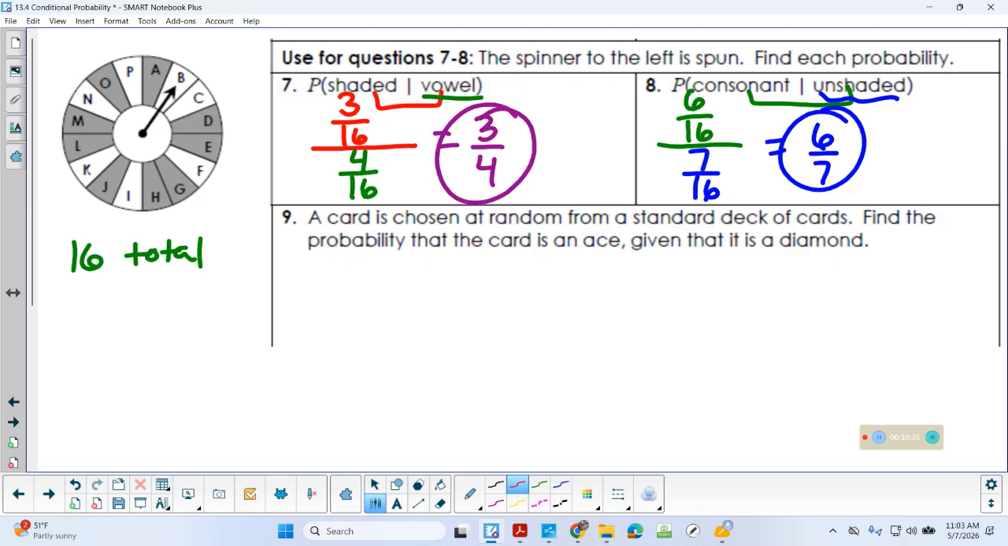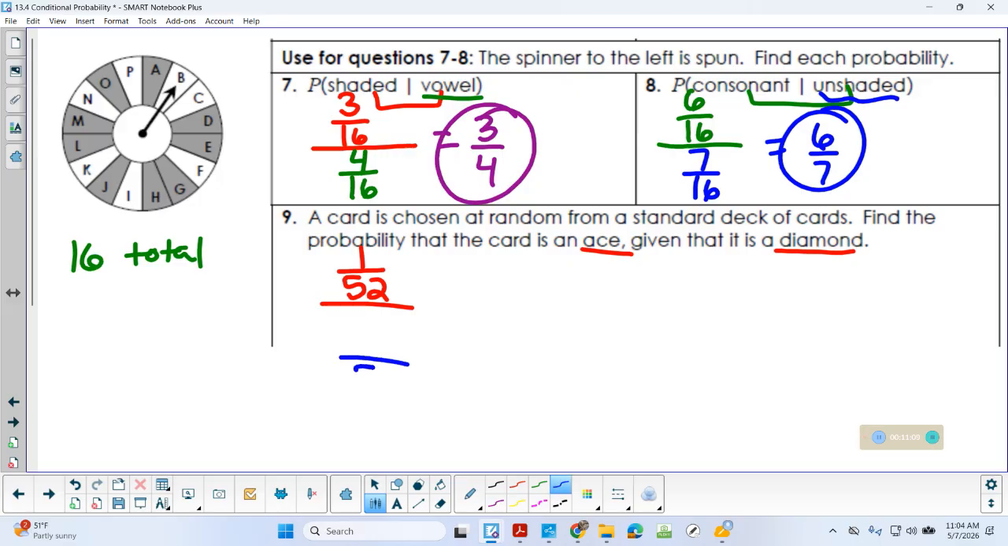All right, and let's do a card. We got a card. Okay, so remember, the spinner was only for 7 and 8, not for the card problem here, 9. Cards chosen at random from a standard deck of cards. How many cards? Okay, all right, 52 got it. Find the probability that the card is an ace, given that it's a diamond. So I'm going to start with the first fraction, of course, over 52. So ace, diamond. So my first question is, how many aces and diamonds are in your deck? 1. There's 1 diamond ace in the deck.